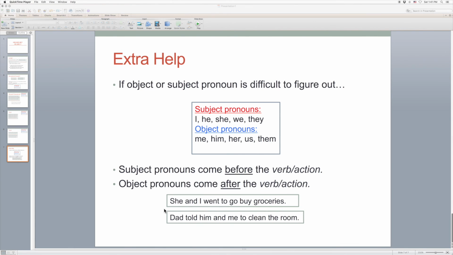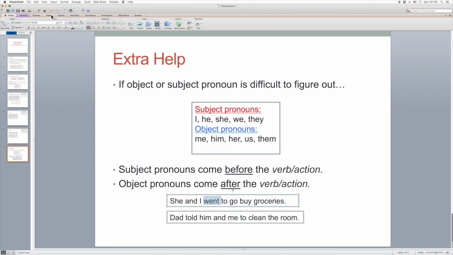So in our 2 example sentences, she and I went to go buy groceries. If you can figure out the action was went, so where is your pronoun, before or after? That's before, so it should be under subject pronoun. So these are the options you should choose because that pronoun placement in the sentence comes before the action.